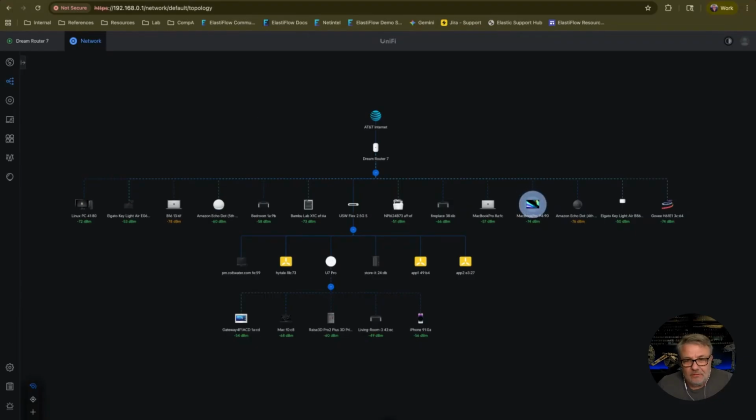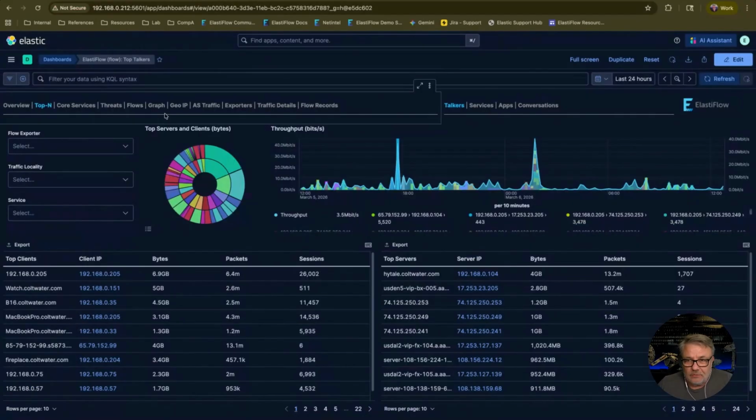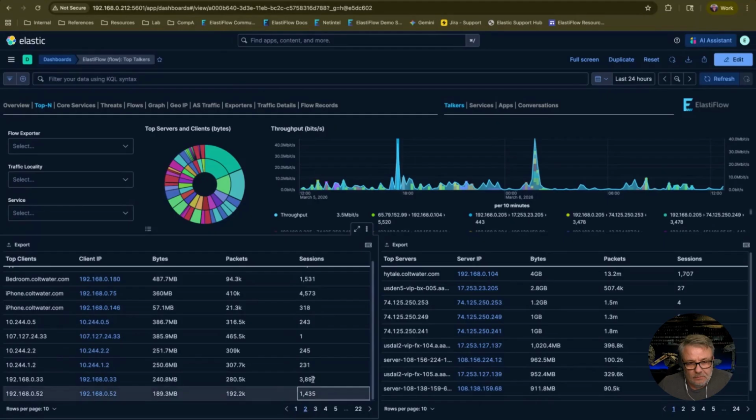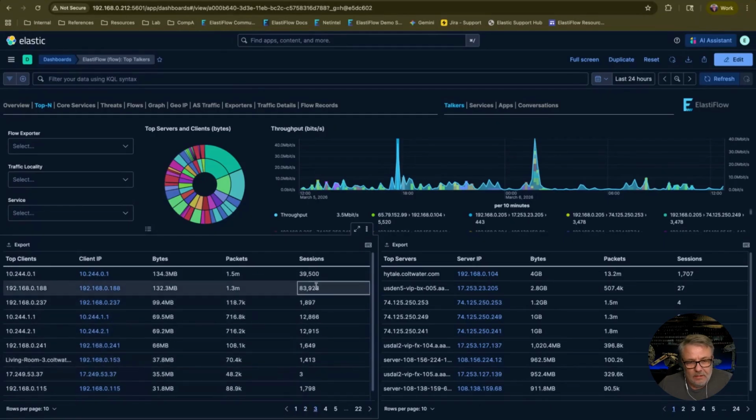It's great to have this view of my network, but again, back to that curiosity, I wanted to know what all these things are doing. And so I brought up ElastiFlow. I pointed the Dream Router to the collector and started seeing some very interesting data. So if I'm looking over the last 24 hours, everything looks pretty normal until you get to, there he is, 83,000 sessions in the past 24 hours.